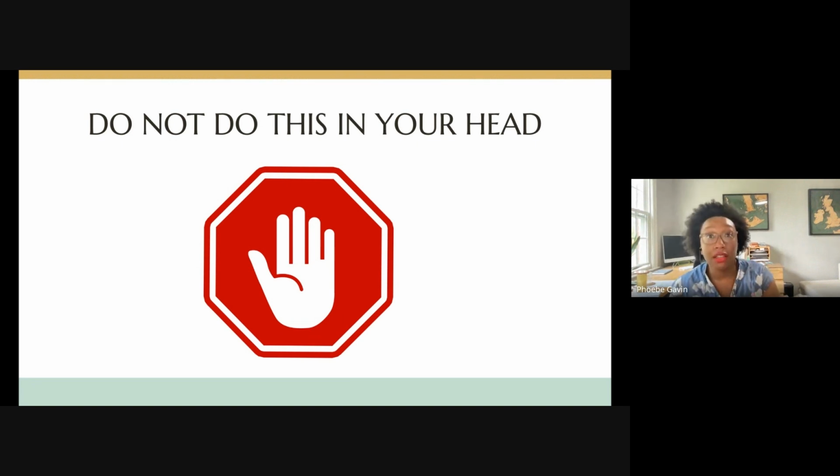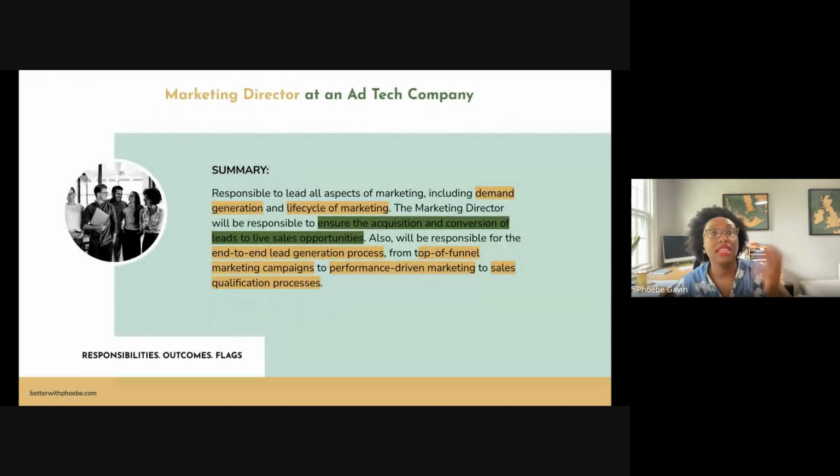As you look for roles in your space or where you're trying to transition to, you're going to have enough understanding of your own preferences to be able to do a similar level of analysis. So this is a marketing director position at an ad tech company. And I'm going to pretend that I would like to transition into a role like this. And so this is the summary for this job description. Also, this is an actual job description. I didn't edit it or anything about it at all. And so there are some typos and there are some things that don't make a whole lot of sense.